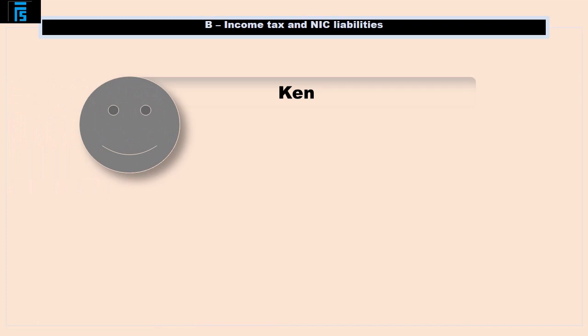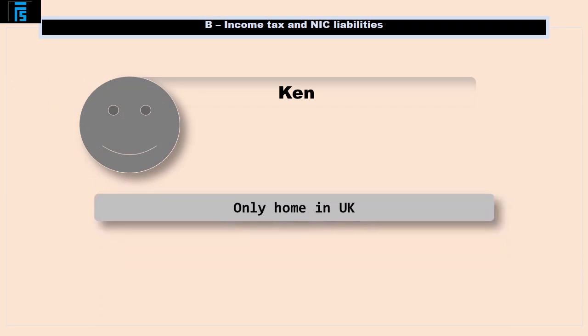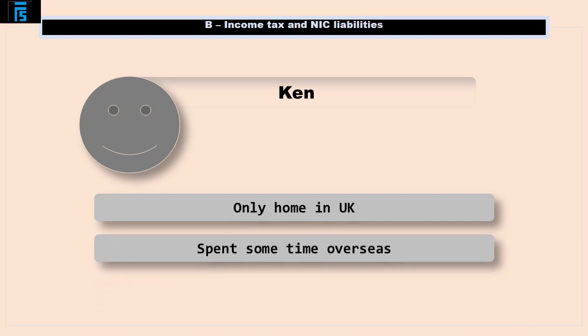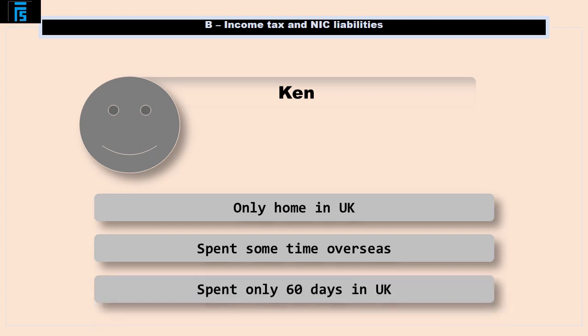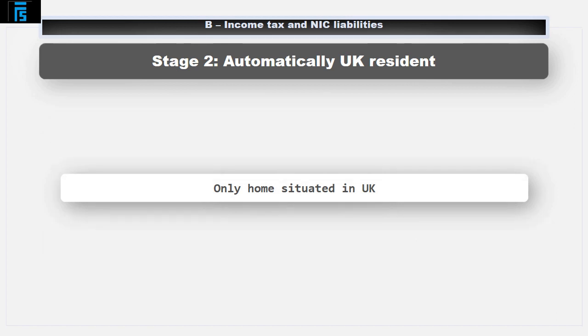Let's consider Ken. Ken owns a house in the UK but has spent some time during the tax year on cruises and visiting various friends overseas, so he has only spent 60 days in the UK during this year. Ken doesn't fit within any of the circumstances to be automatically resident overseas under stage 1, so we move on to stage 2. As the only home Ken owns is in the UK, he would be considered automatically UK resident.